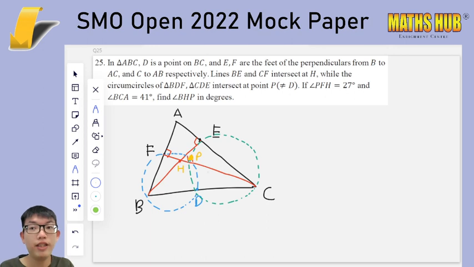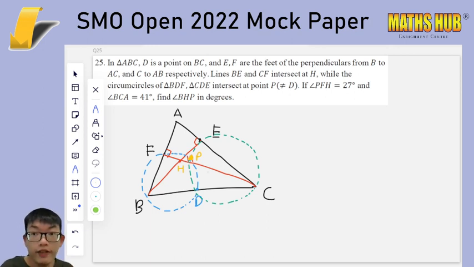PFH is 27 and BCA is 41. Find angle BHP in degrees. I don't really want to label those angles yet. I want to look at this diagram and just stare for a moment. So what can we say?